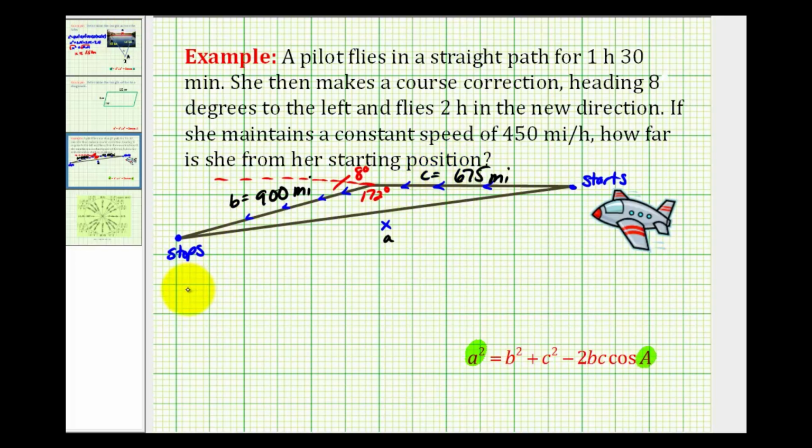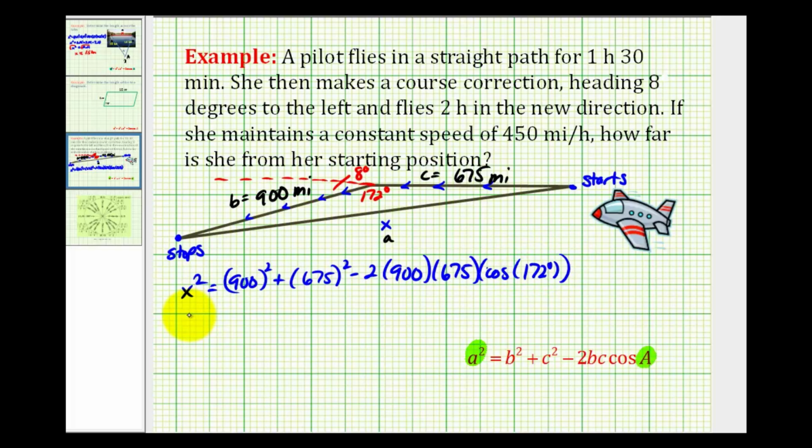So we're going to have x squared equals 900 squared plus 675 squared minus 2 times 900 times 675 times cosine 172 degrees. Now let's go ahead and evaluate this on our calculator.